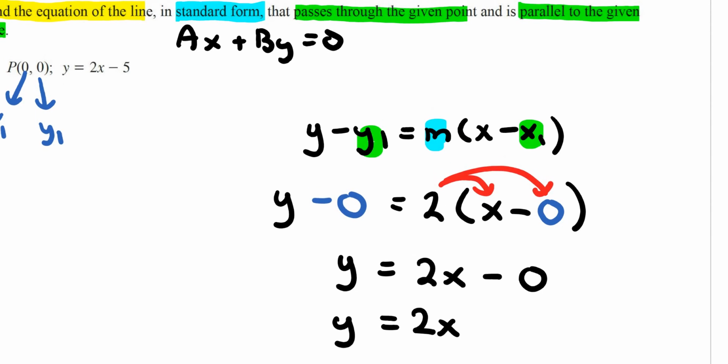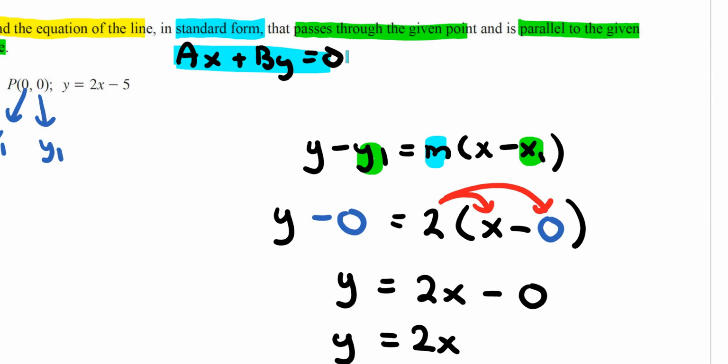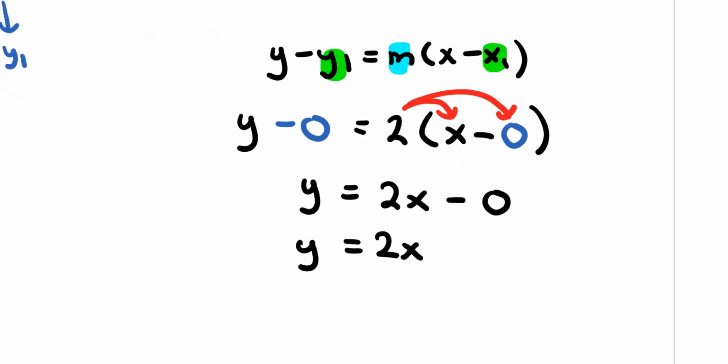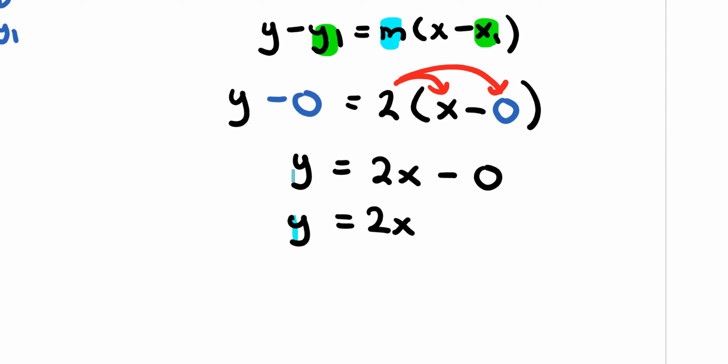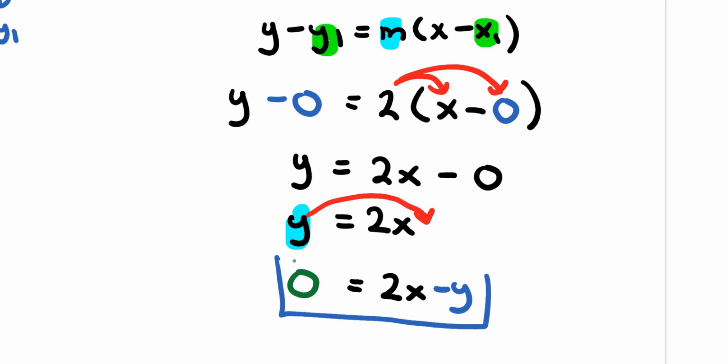And in order to change this back into standard form, ax plus by equals 0, I can take my y here and bring it over to the other side. All right, so if I do that, there's a 0 here, equals 2x minus y. And that's my final answer in standard form.